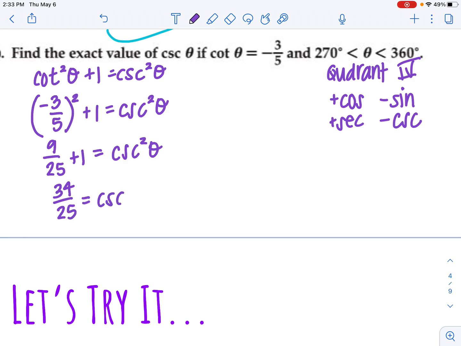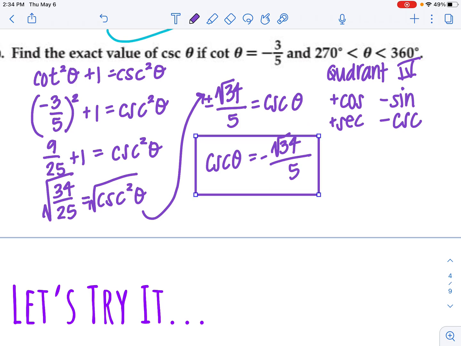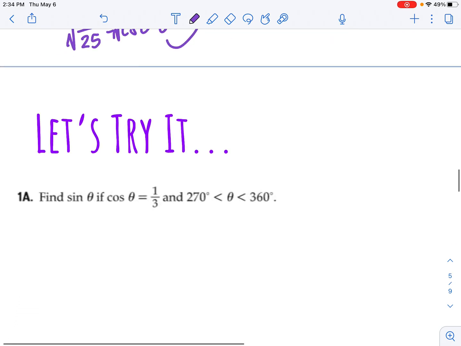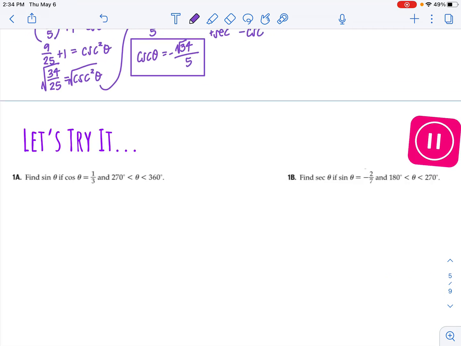And that would give us 34/25 equals cosecant squared. We want to take the square root of each side. And we get plus or minus the square root of 34 over 5 equals cosecant of theta. And since we need cosecant to be negative, we know that we will have cosecant of theta equals negative root 34 over 5. And that is our final answer. So now I'd like you to pause and try 1A and 1B just as we did above.